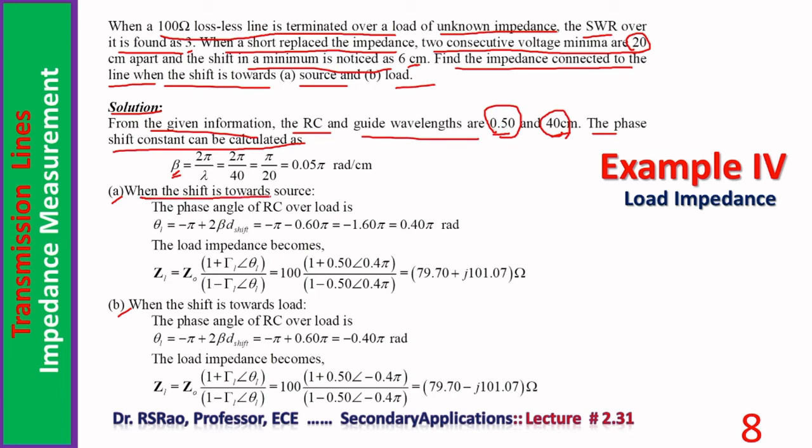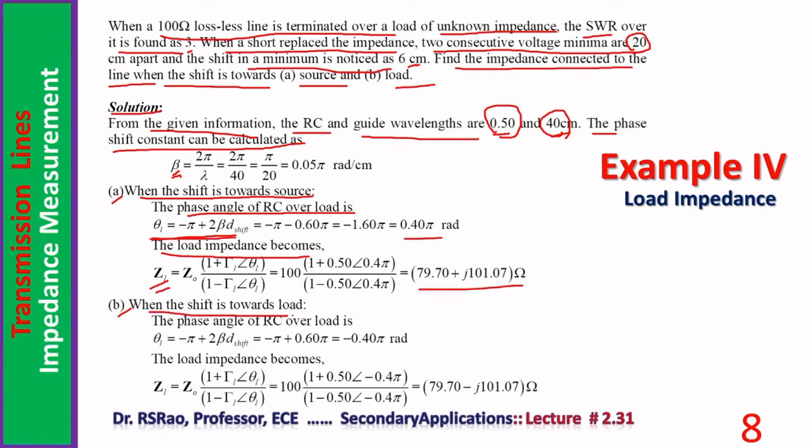A. When the shift is towards the source, the phase angle of reflection coefficient over load is given by this formula. Theta L can be found equal to minus pi plus 2 beta d shift. Beta is known, shift is also given. The substitution results in theta L equal to 0.40 pi radians. The load impedance then becomes, once you have gamma L with you, Z0 times 1 plus gamma L by 1 minus gamma L. Gamma L is known, so substitution goes.